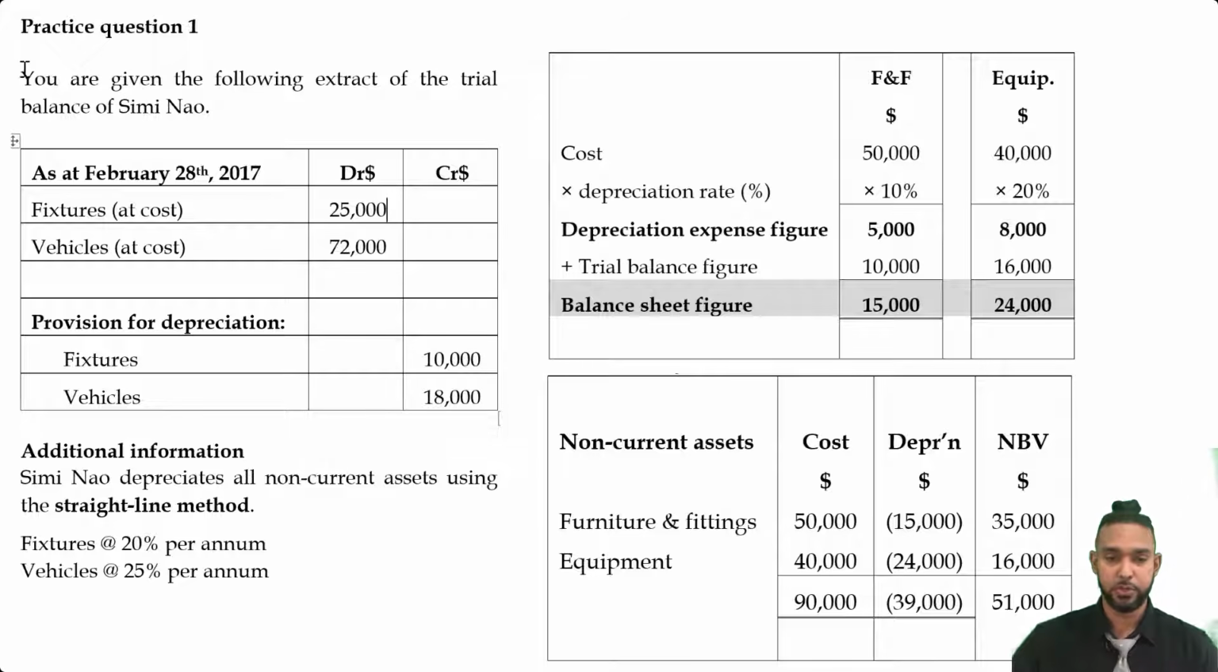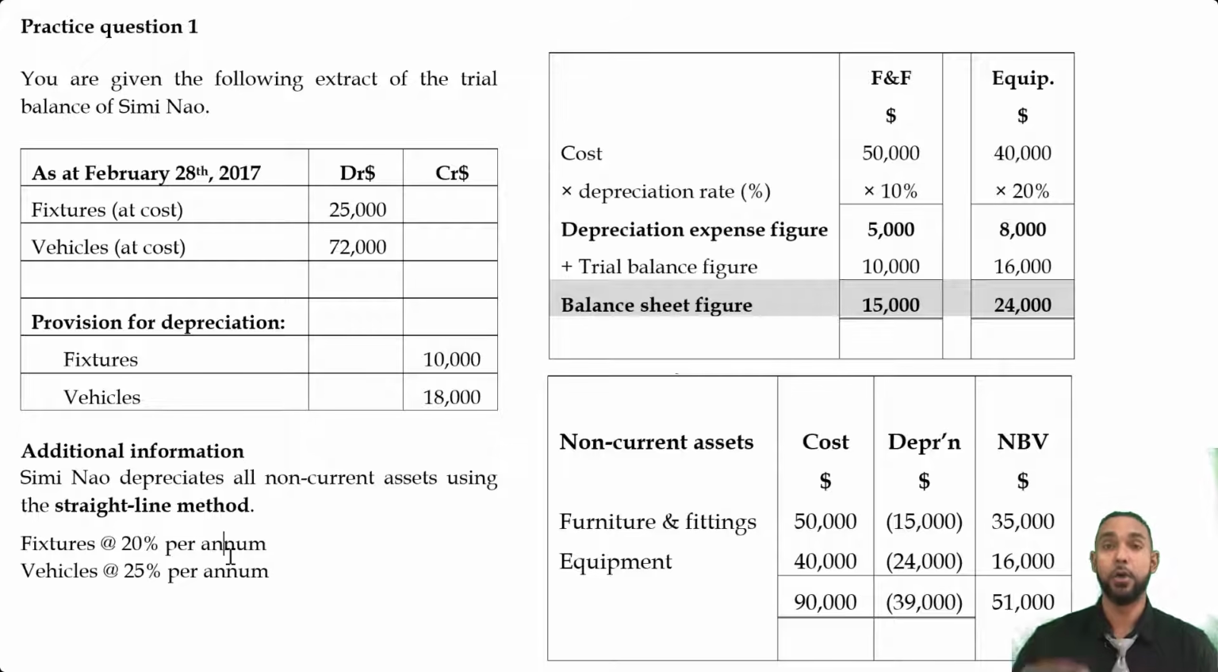Okay, so practice question 1. You are given the following extract of the trial balance of Seminole as at February 28th, 2017. Fixtures at cost, vehicles at cost, and the associated provision for depreciation on each asset. Additional information: Seminole depreciates all non-current assets using the straight line method. Fixtures is depreciated at a rate of 20% per annum, whereas vehicles is depreciated at a rate of 25% per annum. So okay, what do we need to do?